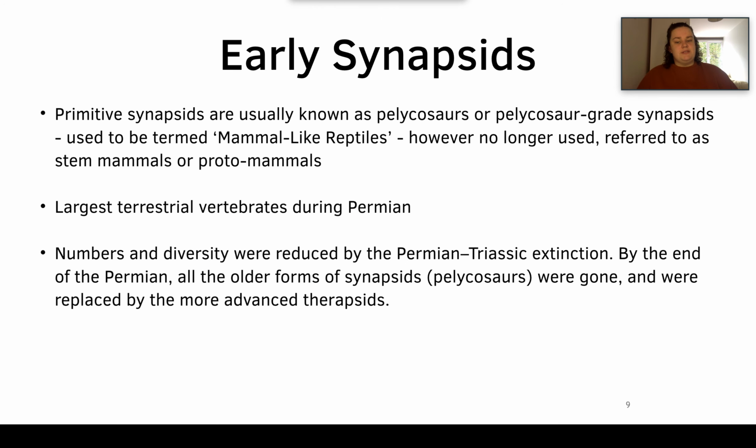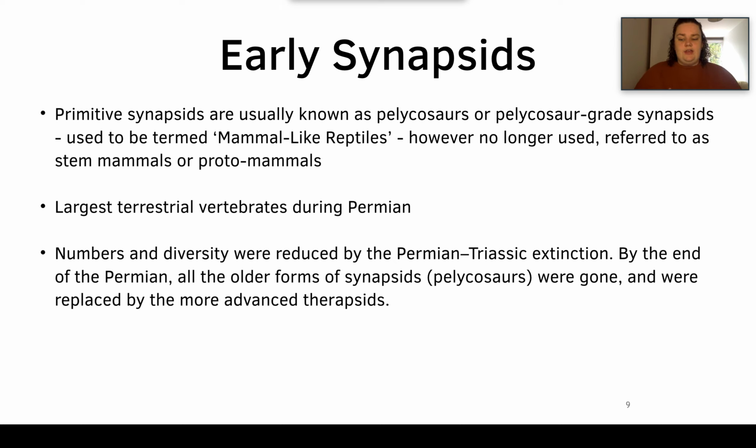So the early synapsids are known as pelycosaurs or pelycosaur grade synapsids. The term we are all familiar with is the mammal-like reptiles. This isn't really used anymore because it isn't accepted within the paleontological community, as they are their own clade. They're not reptiles, they are just proto-mammals. And they were the largest terrestrial vertebrates during the Permian, which is around 250 million years ago.